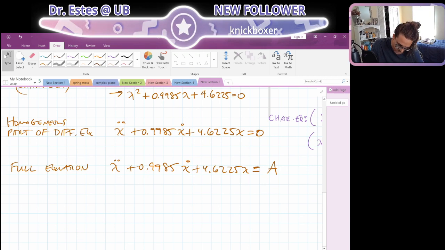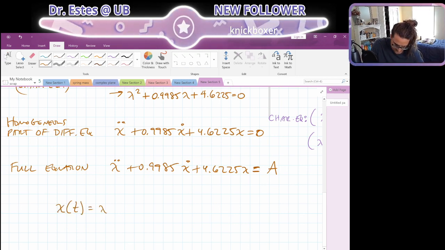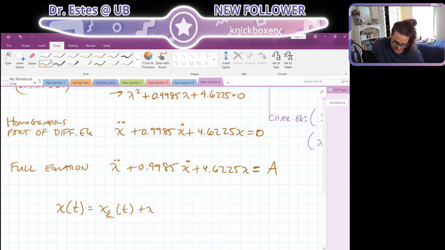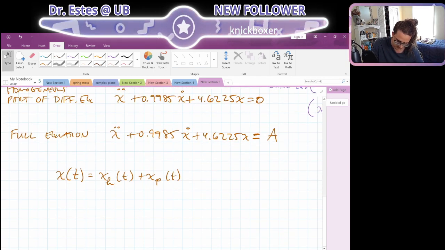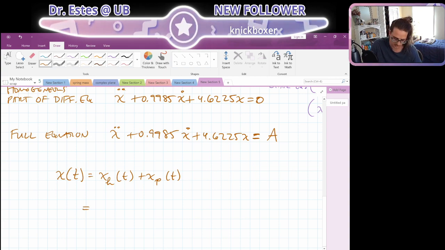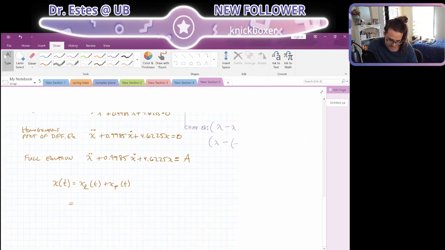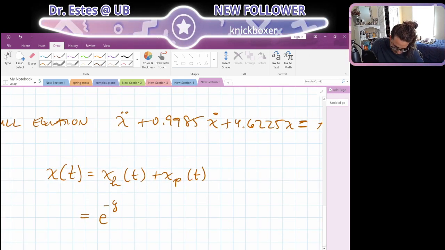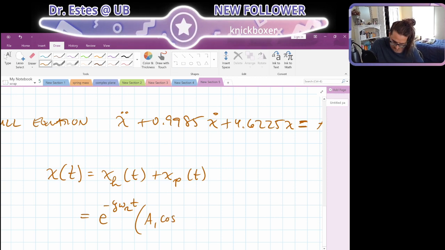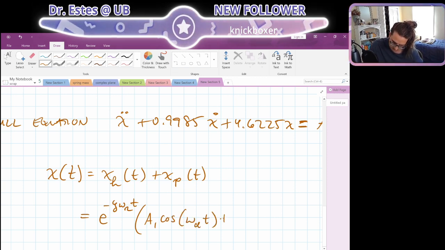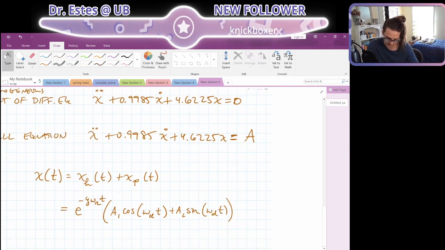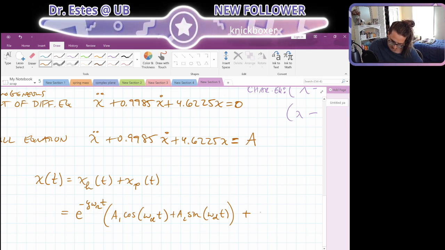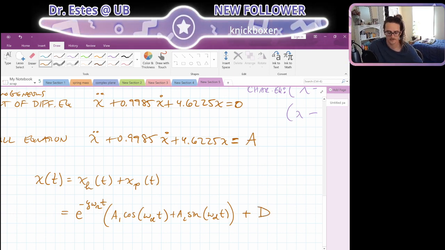Okay, so we know x of t. So let's say I'm going to plot this. I know the homogeneous part is going to be, let's just write, e to the real part t times a1 cosine omega d t plus a2 sine omega d t, plus, let's call it d, some constant.